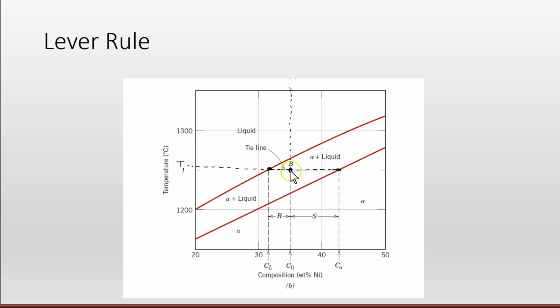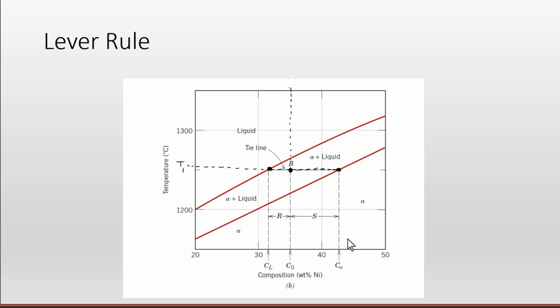Now the intersection of this line, the tie line, when extended to the left, we intersect with the first phase boundary, which we see here as a phase boundary between the liquid and the alpha in liquid. So this will give us the composition of the liquid, C sub L. Similarly, as we extend the tie line to the right from point B, we hit the next phase boundary, which is the phase boundary between alpha and liquid and alpha, therefore it represents the composition of alpha.